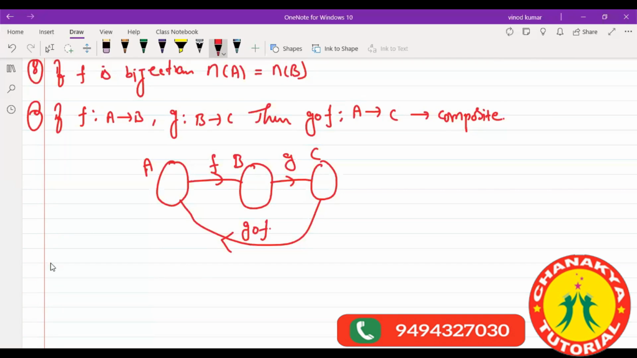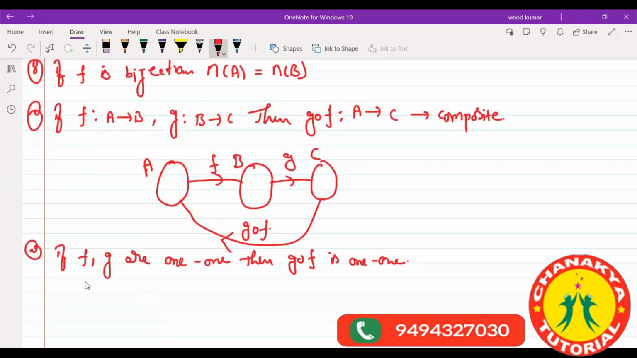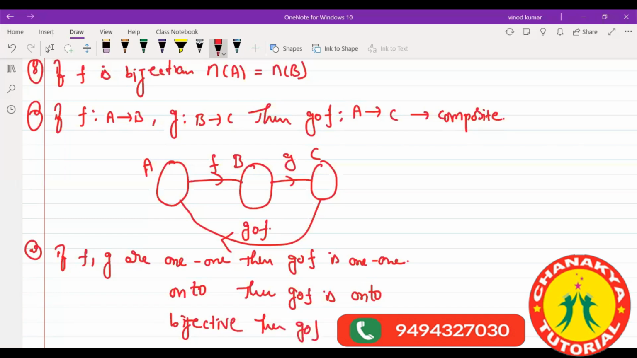And if f, g are 1-1, then g circle f is 1-1. Okay. If both are onto, then g circle f is onto. If it is bijective, then g circle f is also bijective.